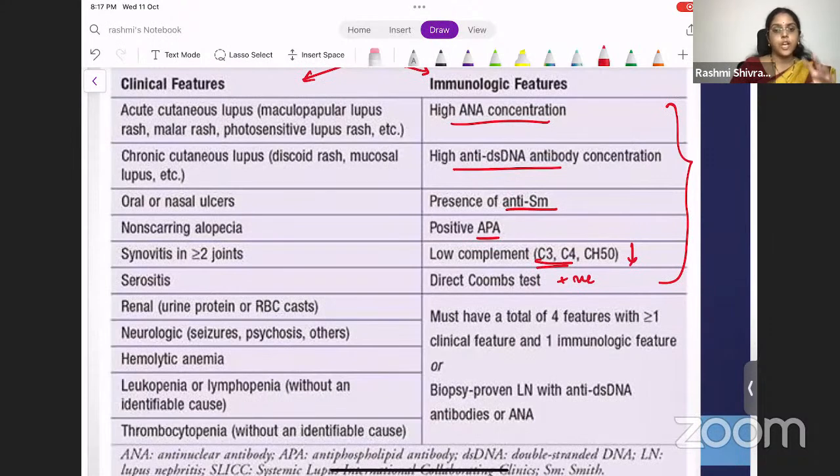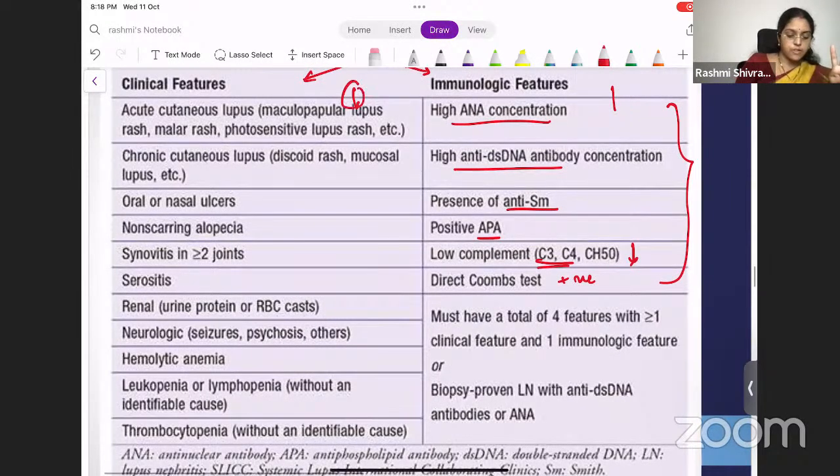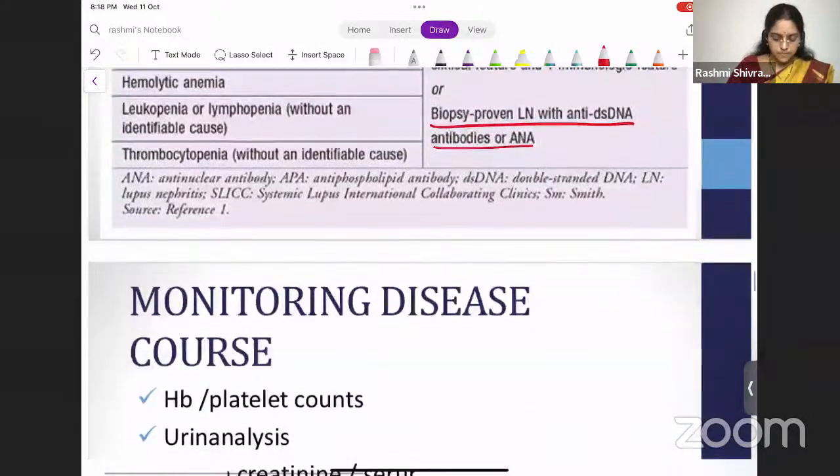All these can be present. Among this, if you have at least a total of 4 features with at least one of this and one of this, then it means that the patient is having systemic lupus erythematosus. You must have 4 features, with at least one being from the clinical criteria and one from the immunological criteria. At least one of each should be present. Along with the 3 more lesions should be present. Then you will diagnose the patient as having lupus. Or one more thing is you should have biopsy-proven lupus nephritis with anti-dsDNA antibodies or ANA. ANA antibodies or anti-dsDNA antibodies should be positive with a biopsy-proven lupus nephritis. Then you call that the patient is having systemic lupus erythematosus, right? So this is very, very important.